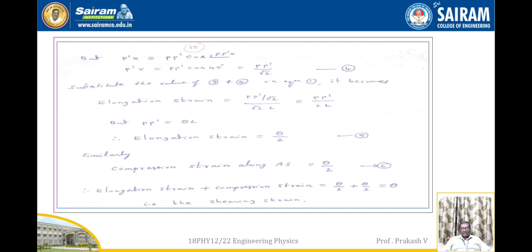Similarly, compression strain along AS will be equal to theta by 2. Take that as equation number 6. Therefore, elongation strain plus compression strain is equal to theta by 2 plus theta by 2, that is equal to theta, that is the shearing strain.